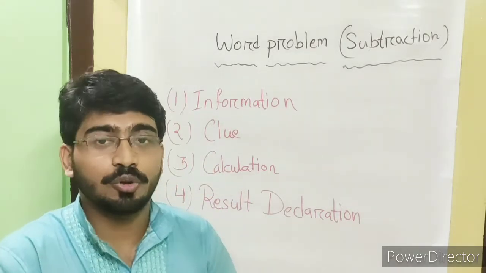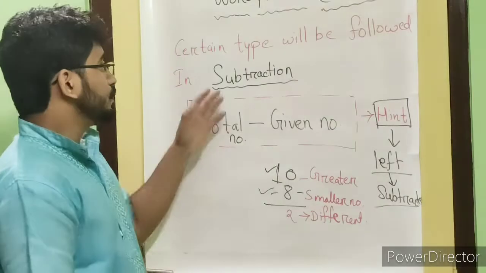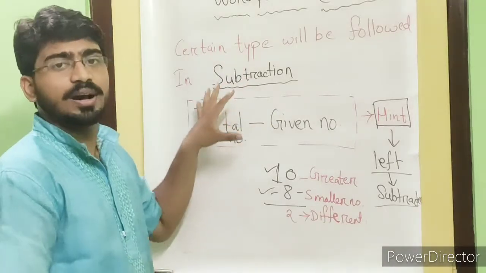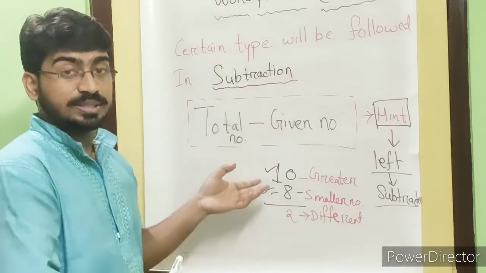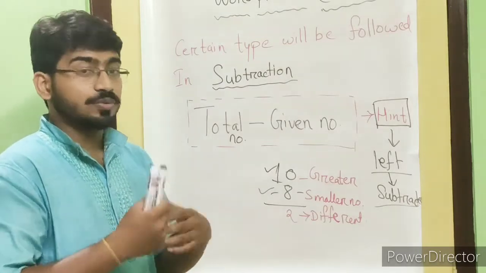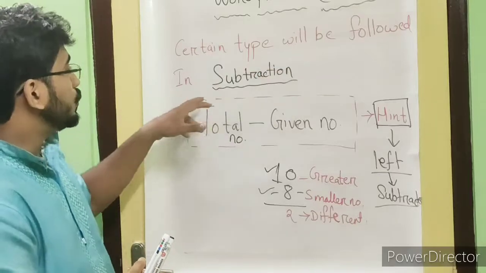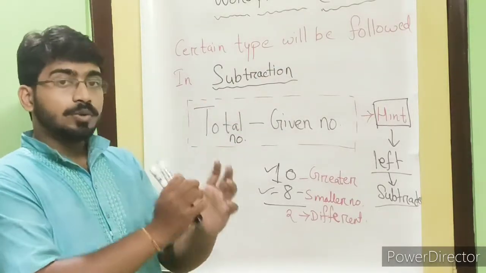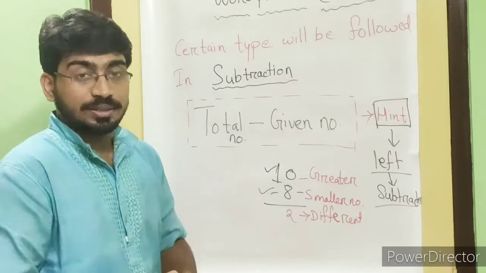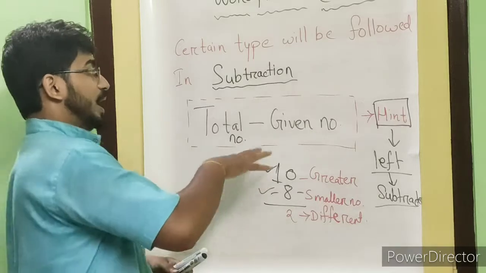ঠিক আছে, তাহলে চলো এখন একটা অঙ্ক দিয়ে শুরু করা যাক. So you can see in my board I have written some things. Let us read this one and let me help you how to grab these points. First of all, a certain type will be followed in subtraction. So which one is the type? Okay, let's find out that type.